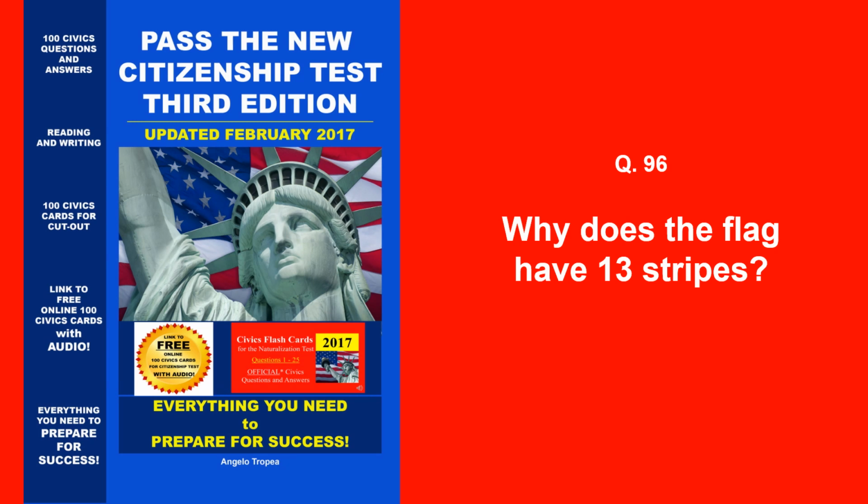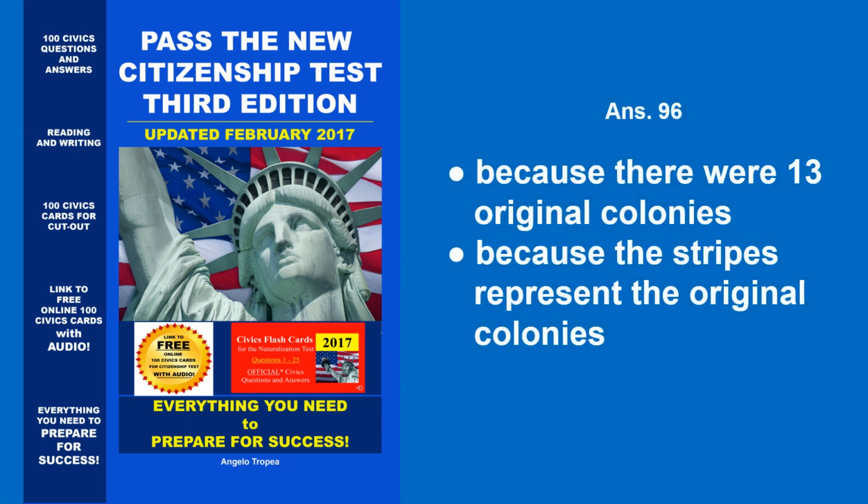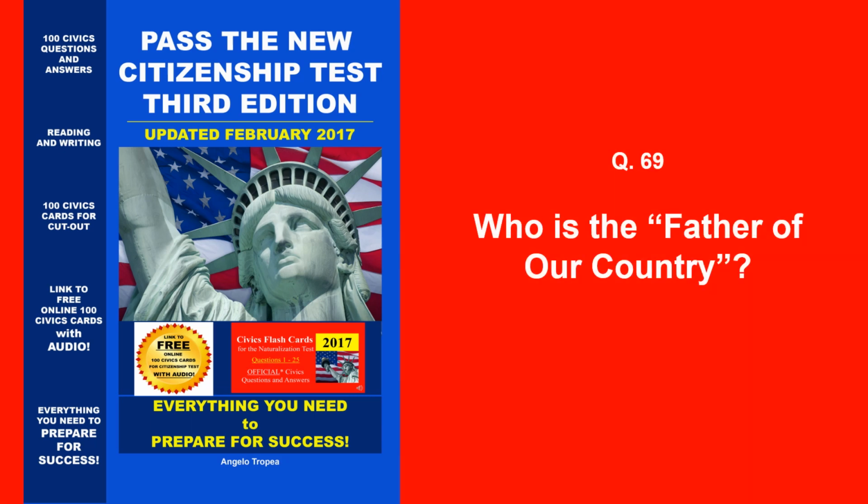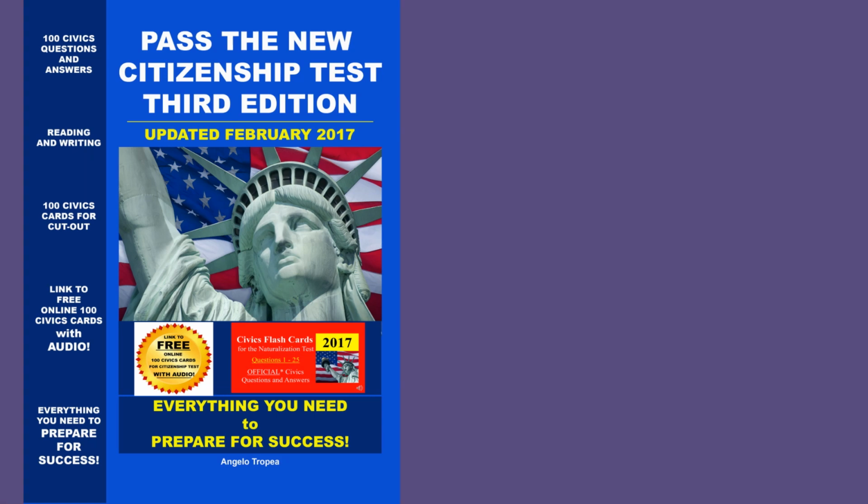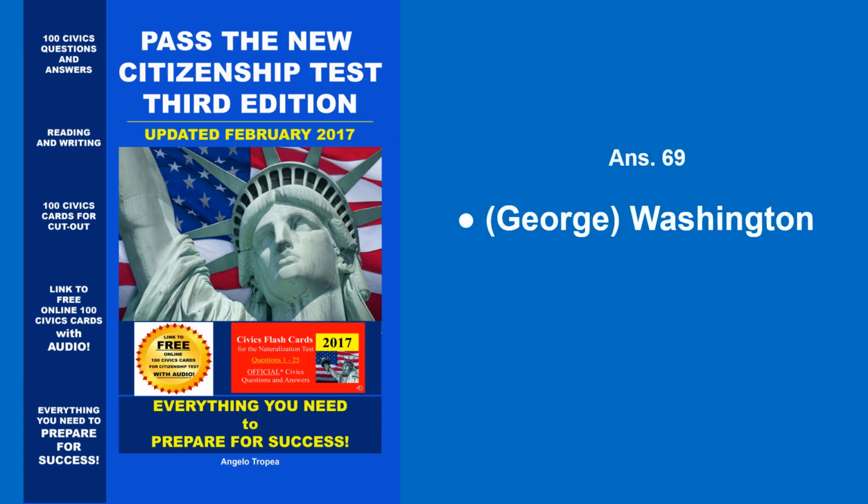Why does the flag have 13 stripes? Because there were 13 original colonies. Because the stripes represent the original colonies. Who is the father of our country? George Washington.